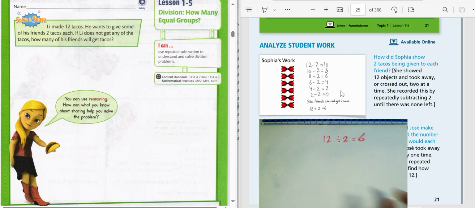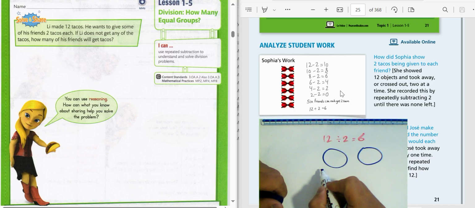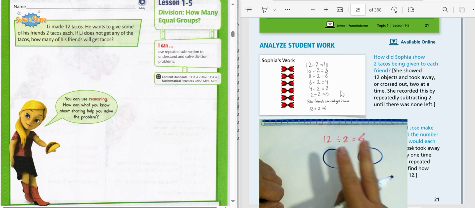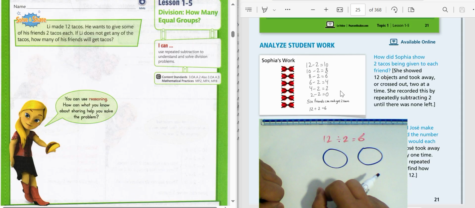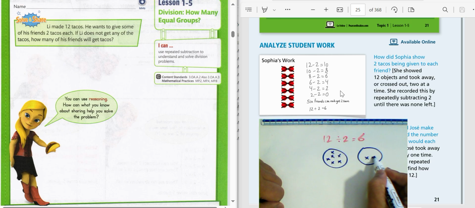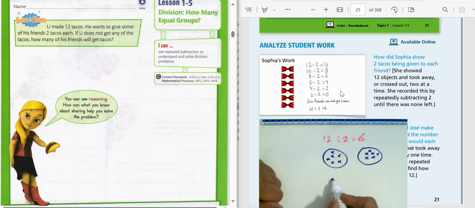Or we can go through the groups here. 1, 2. He wants to divide 12 by 2 friends. Each friend will get 1. We can write 1, 2, 3, 4, 5, 6. And here 1, 2, 3, 4, 5, 6. So 12 divided by 2 equals 6, because 2 times 6 equals 12.